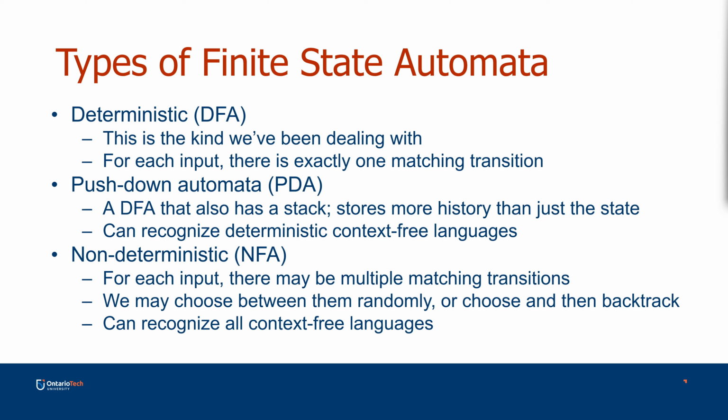And then we also have non-deterministic finite state automata, which I just showed you an example of. And these allow us to recognize any context-free languages. If you remember back to when we were talking about Chomsky's hierarchy, I talked about how context-free languages include things like HTML and XML. And so you could use a non-deterministic finite state automaton to recognize HTML if you wanted to write a parser for it.